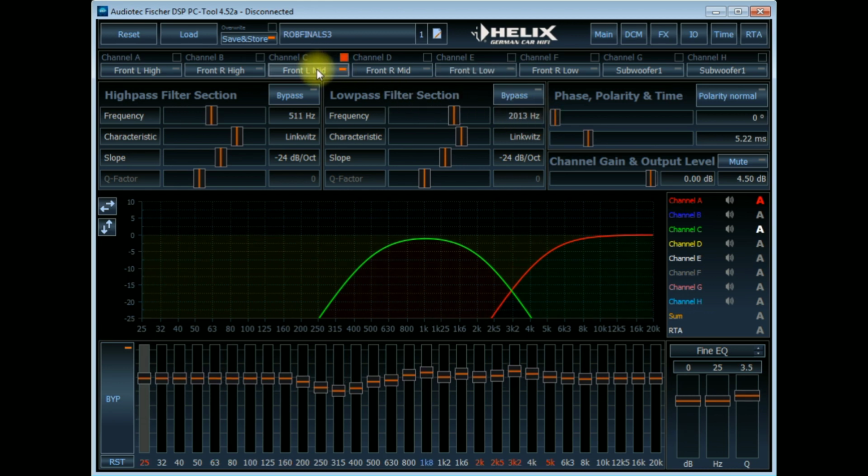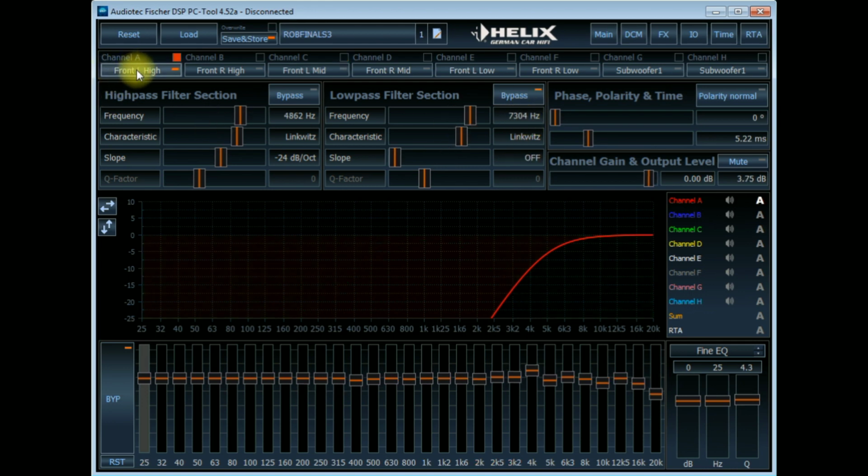Moving on to the Schanz Speak 4-inch mid-range. High pass is 511 Hertz. Low pass is about 2 kilohertz. And then the Schanz Speak 1-inch tweeter, we have about 4.8K. And of course, we don't need a low pass filter on that.